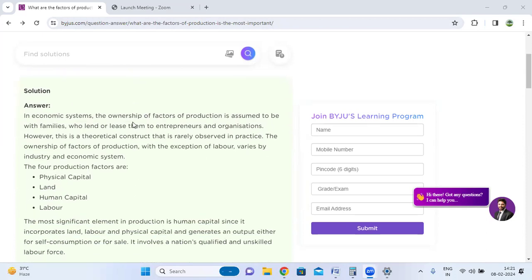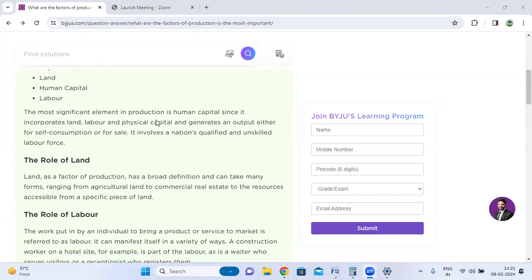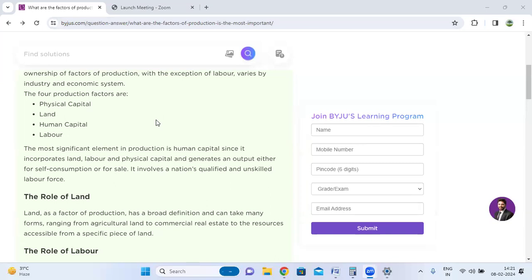Today we are going to discuss the production and the factors of production. So, introduction to production. Production is an important economic activity which satisfies the wants and needs of the people. Production is an economic activity which satisfies human needs and wants. The production function brings out the relationship between the inputs used and the resulting output.